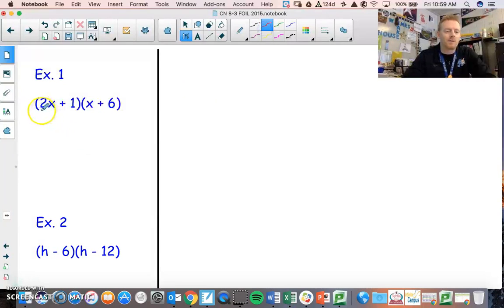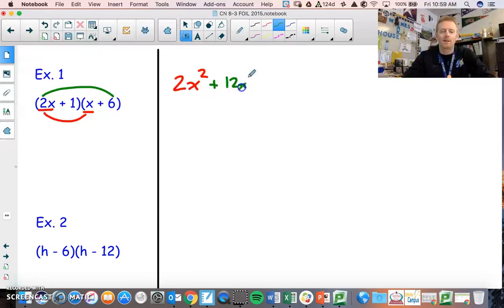So my firsts, I'm going to multiply my 2x times my x, and that's going to get me a 2x to the second power. And then my outsides, I'm going to multiply my 2x times my 6, which will get me a plus 12x. My insides are this 1 times the x, which will give me just 1x. And then my lasts get multiplied together, that's the 1 times the 6, which will give me a plus 6.